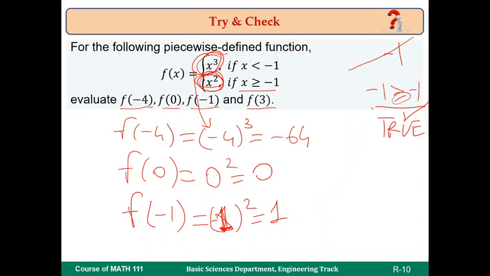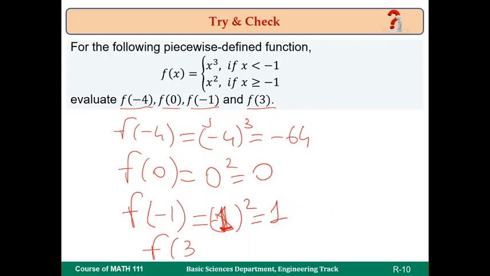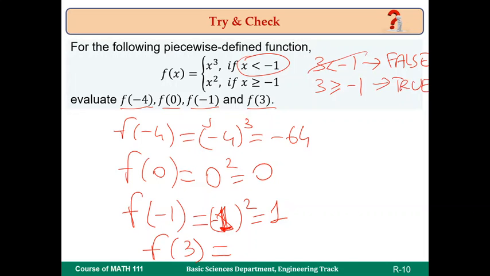So let's look at the other one, f of 3. Now again, you will go to here, you will check 3 less than -1, or 3 bigger than or equal to -1. Is this true? It's false. So is it true? Yes, it's true. So we use this formula here. The formula is x squared, so we have 3 squared is equal to 9.